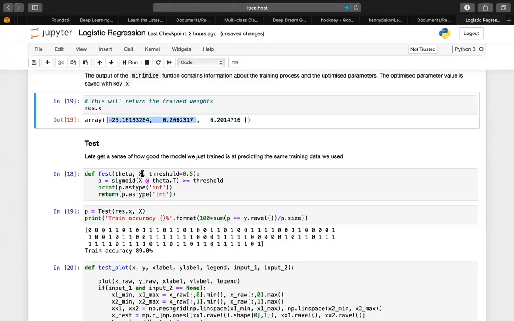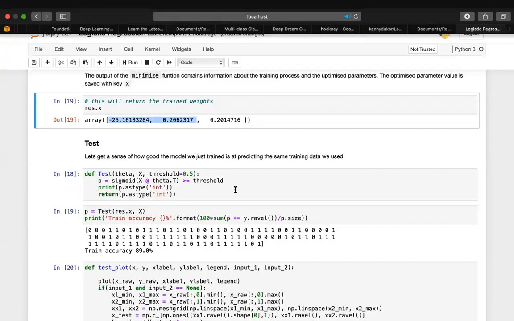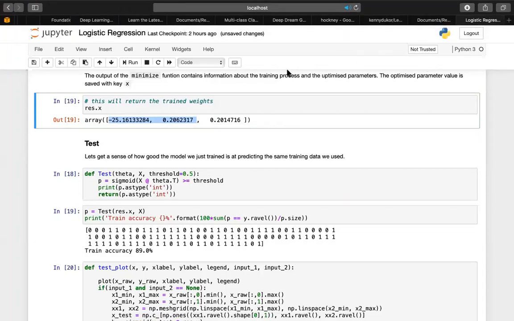And you remember we said we are going to be using the sigmoid function, right? So now what we are doing here is that we are passing into this function theta and x, and we are setting a threshold of 0.5. The reason why we're setting the threshold of 0.5 is, remember when I drew this?